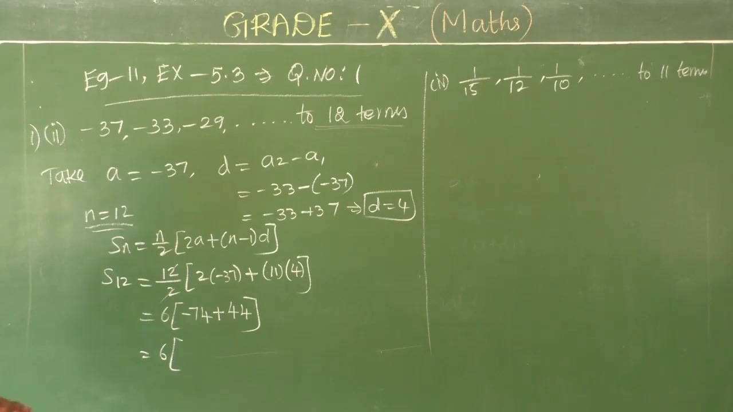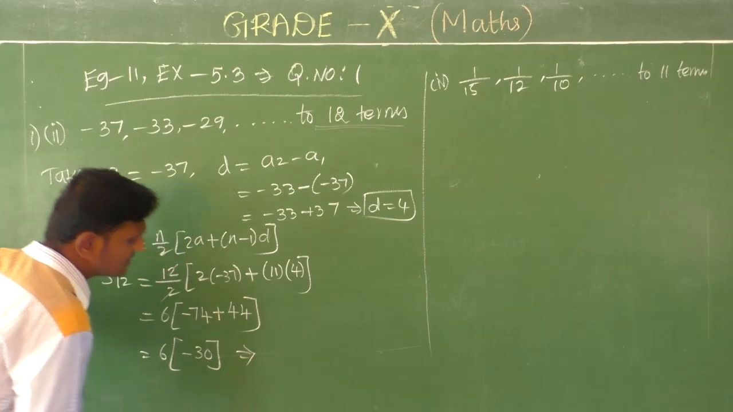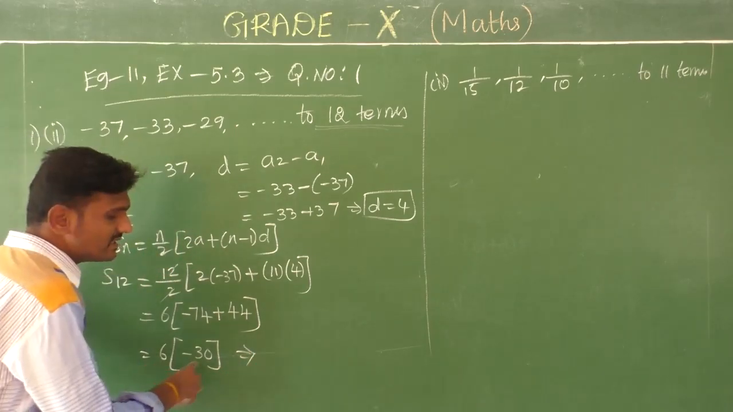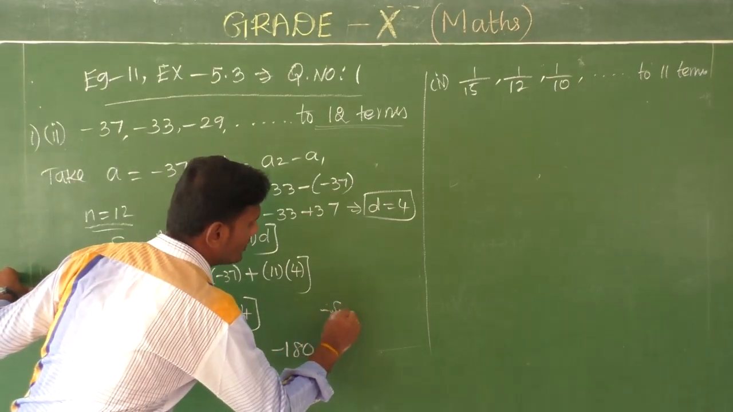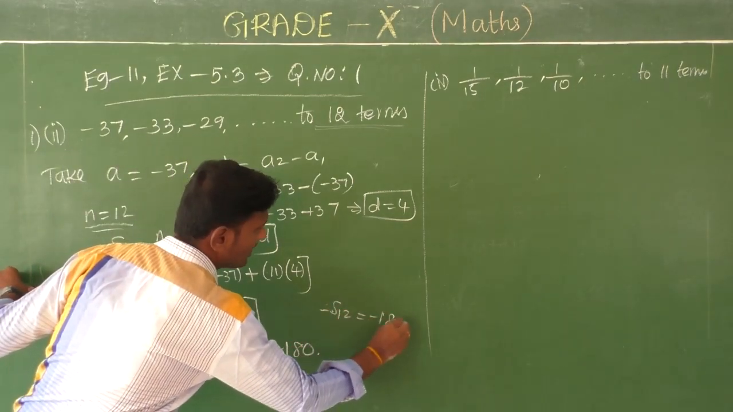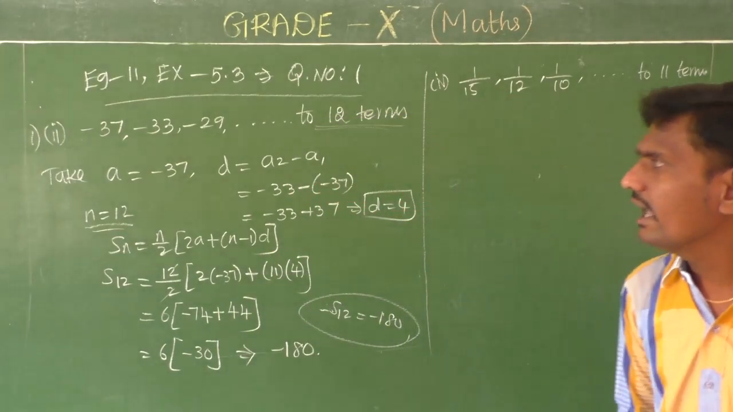What will be the answer for you? Minus 30. So 6 into minus 30, you are going to get minus 180. So what is the value? S12 equals minus 180. So this is your final answer. Okay, have you got it, children?